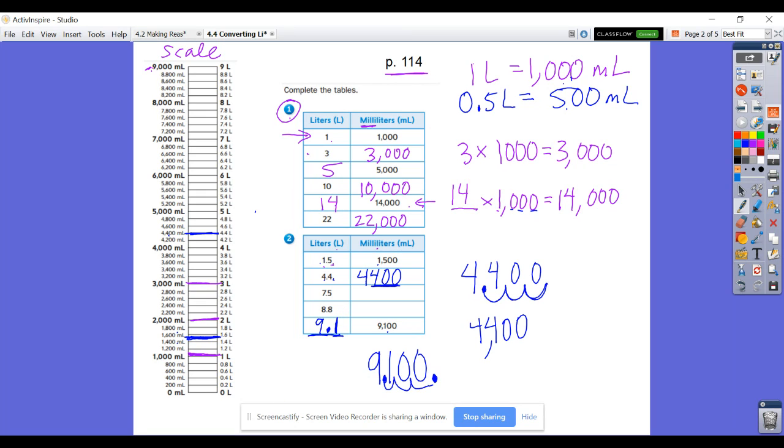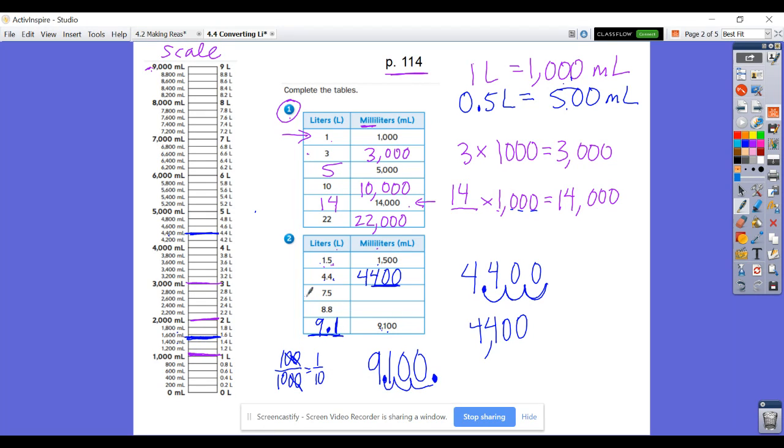And I always think, does my answer make sense? Well, yeah, because this 9,000 part, that's my 9 whole liters. And then this just 100 was only 100 out of 1,000, right? So that's only, cross cancel my zeros, that's only 1/10. Okay, so that is how we go backwards.